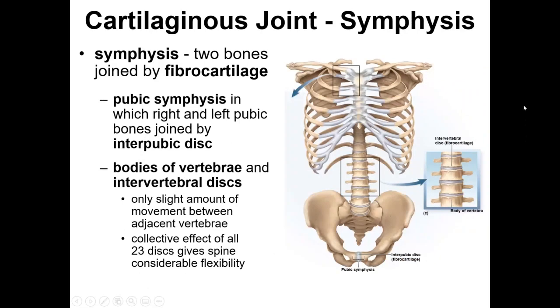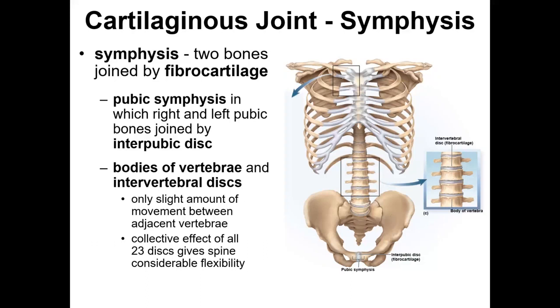And then we have what's called a symphysis. And these are when two bones are joined by fibrocartilage. And we see this in the pubic symphysis, which is the little bit of cartilage between the right and left pelvic bones. And that is called the interpubic disc.